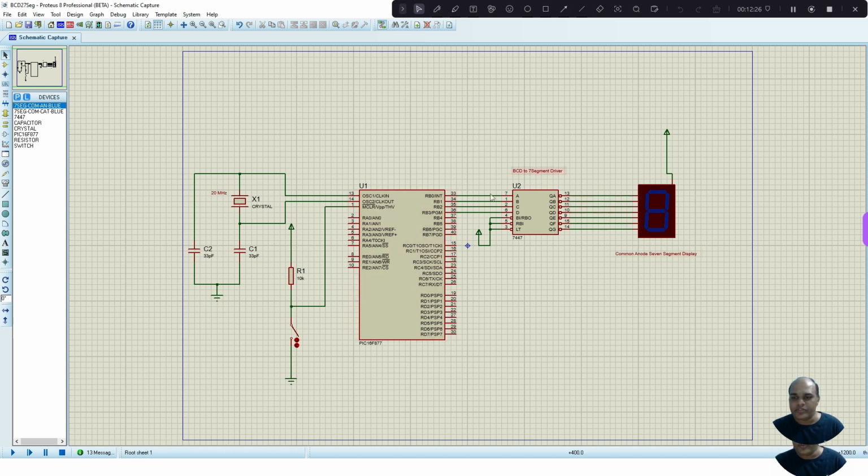So here we have used this BCD to 7 segment driver to reduce the number of GPIO pins. If I don't use this BCD to 7 segment driver, then I might require 7 pins for displaying the numerals. If I want a decimal point also, then one more line is required. So 8 pins will be required.